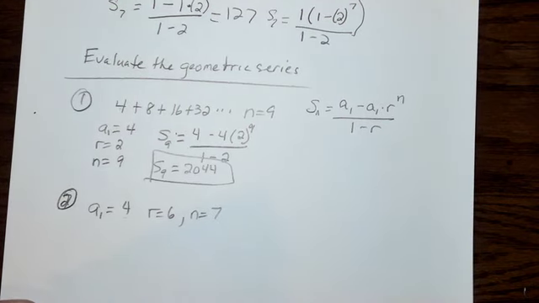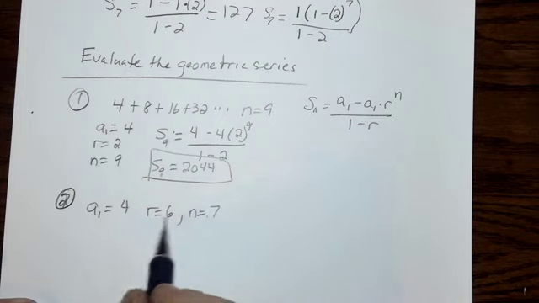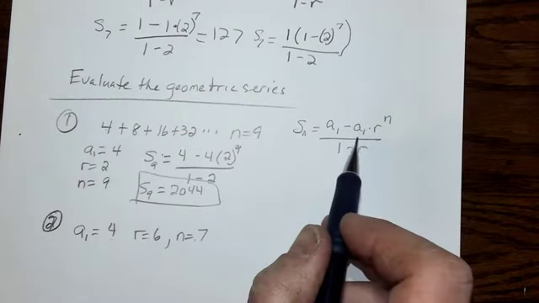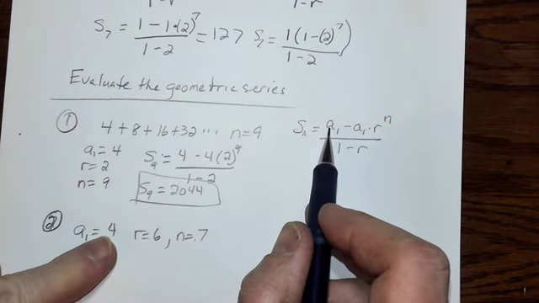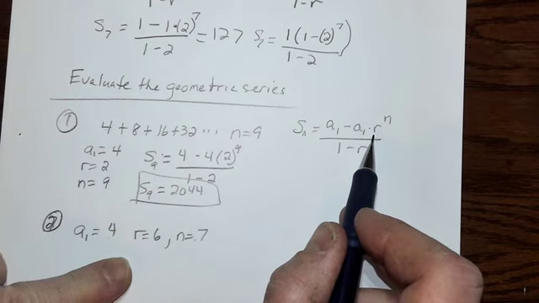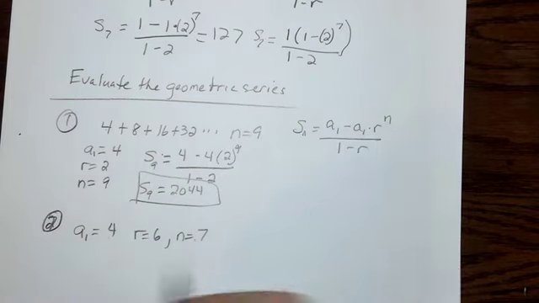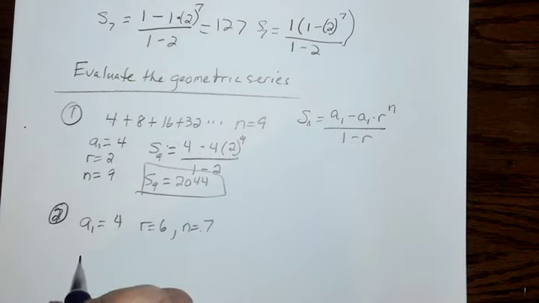We want to find the sum of the first 7 terms of this geometric series. So what I do is, again, I need my formula. If I go back up here, I need a1, I have that. I need r, I have that. And I need n. I have all the information I need. Now, it's just a matter of plugging in there.